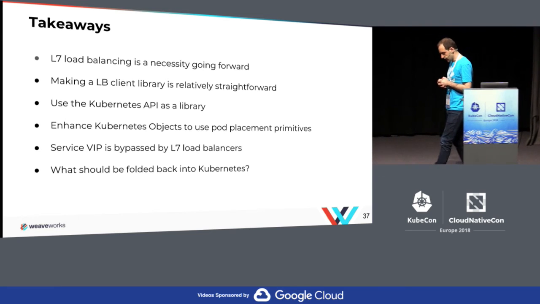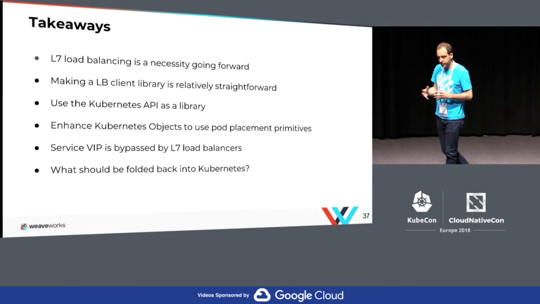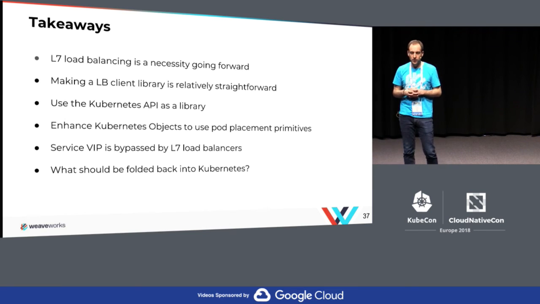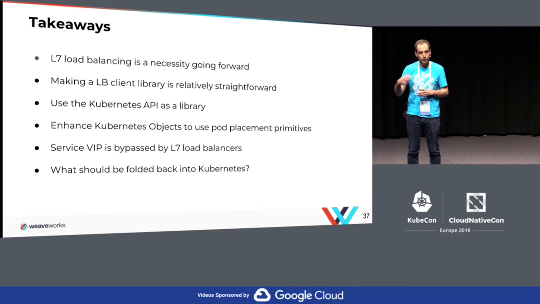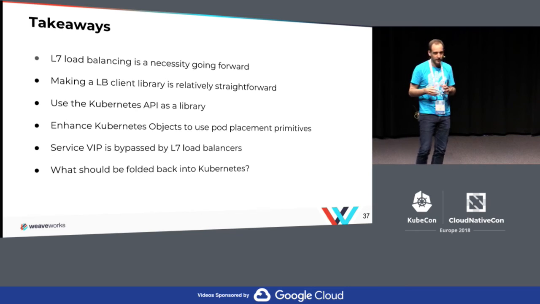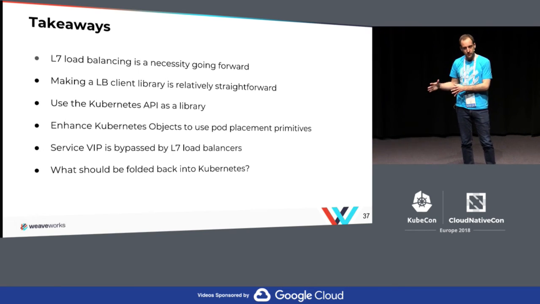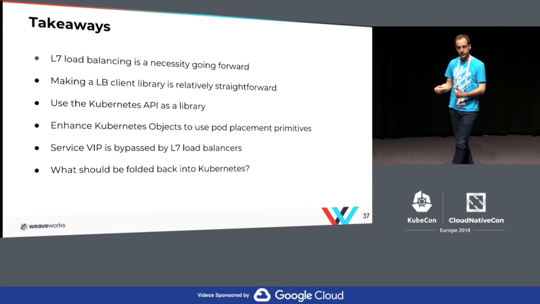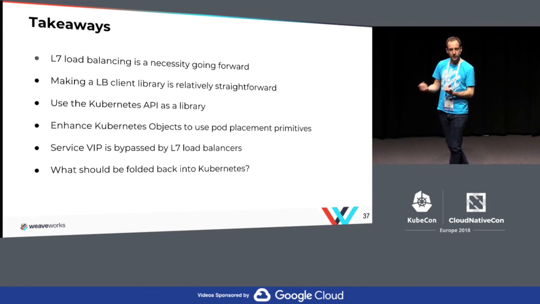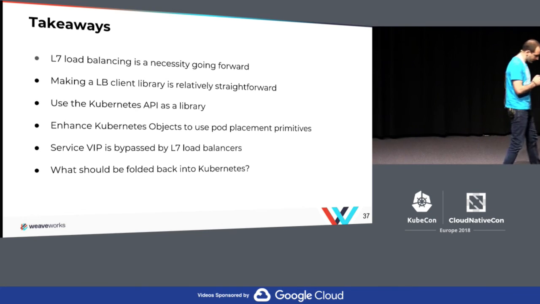Something I noticed that's maybe interesting is you have a lot of primitives to do pod placement in Kubernetes. You can, for instance, say I want two pods on this node, or not more than one pod on this node, using the various affinity primitives. But that's used for the scheduling part of it. For the service part of it, you have no usage of that, which is definitely something that could be improved.